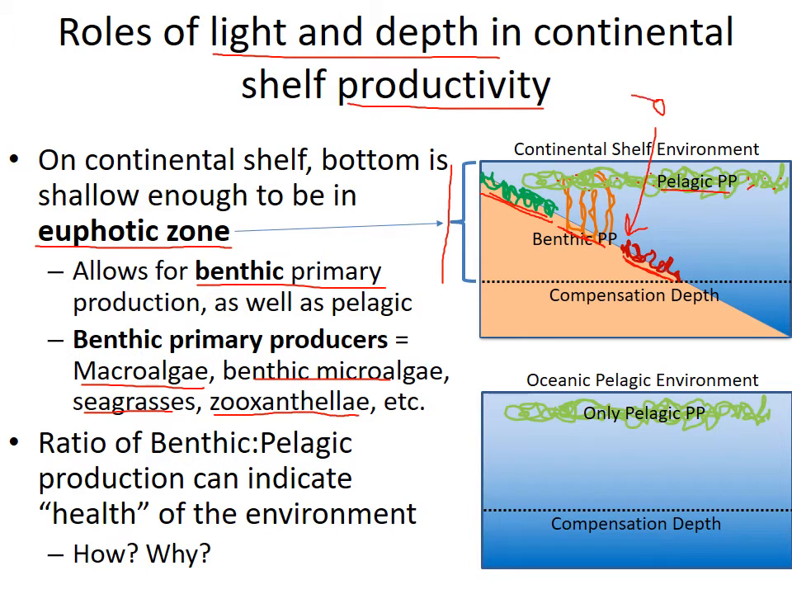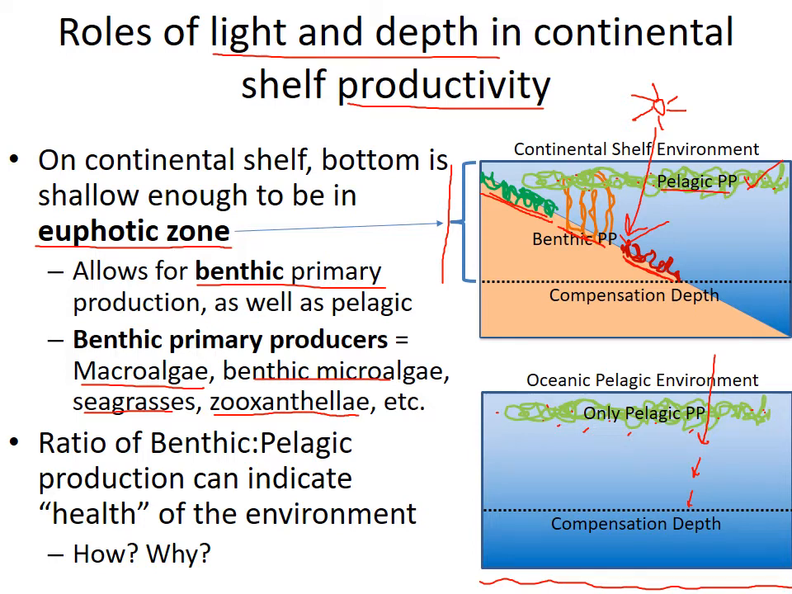And if you're in an open ocean environment, the light is not getting down to the bottom. The bottom is way down deep here somewhere, and light is fading out to nothing before it gets to the bottom. And so in the open ocean environment, you do have pelagic primary production, but you don't have any benthic primary production. Whereas in the continental shelf environment, you have both pelagic primary production and benthic primary production. So you've got these two types of primary production.